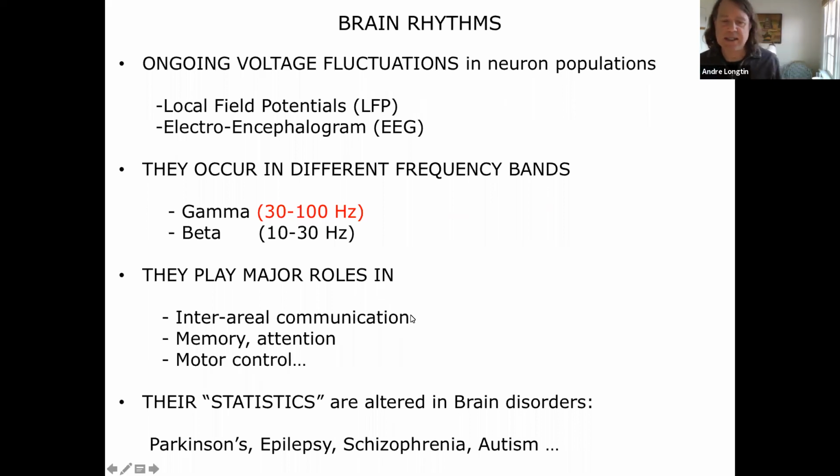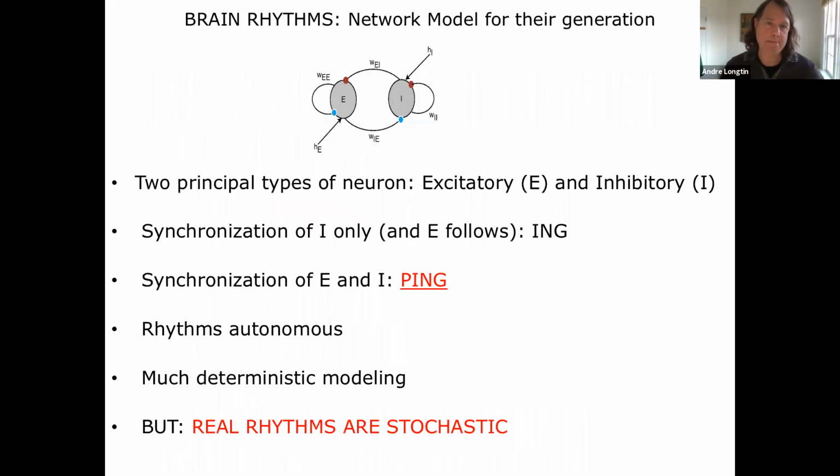And they occur in different bands, like gamma rhythms and beta rhythms. And they play major roles in things like communication between brain areas, memory, attention, motor control. I should say this is circumstantial evidence. We don't quite know what they mean, but they seem to be implicated in all these things, because when they're not there, these things get disordered. And the statistics are particularly disordered in diseases like Parkinson's and epilepsy, schizophrenia, and autism. So that's the general background.